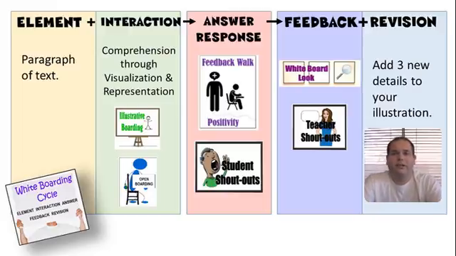With everything in a whiteboard cycle, there's something the teacher does during answer response, and then there's feedback and revision. So in this particular student A, student B reading and illustrating, the teacher will be walking around giving positive feedback using that positivity feedback walk. I'll have 1 or 2 students walking around shouting out ideas for things that you could illustrate on your board. Very simple feedback, a whiteboard look, where you say, okay, you're going to add 3 new things to your board. So everyone, whiteboard look. They hold up their whiteboards.